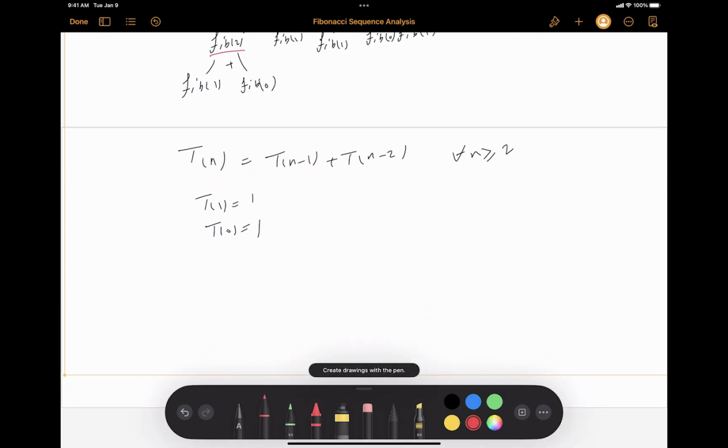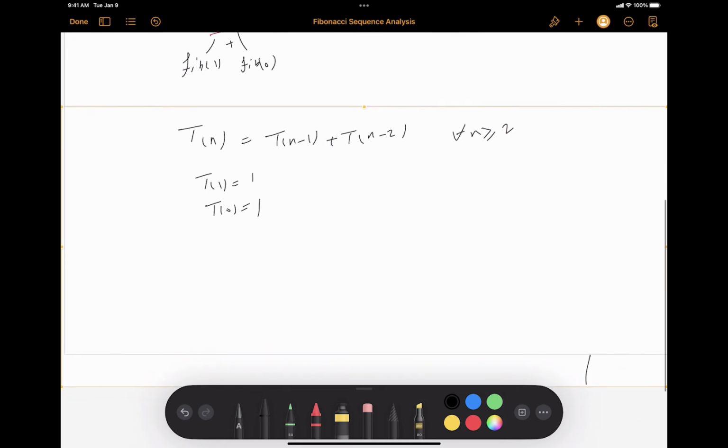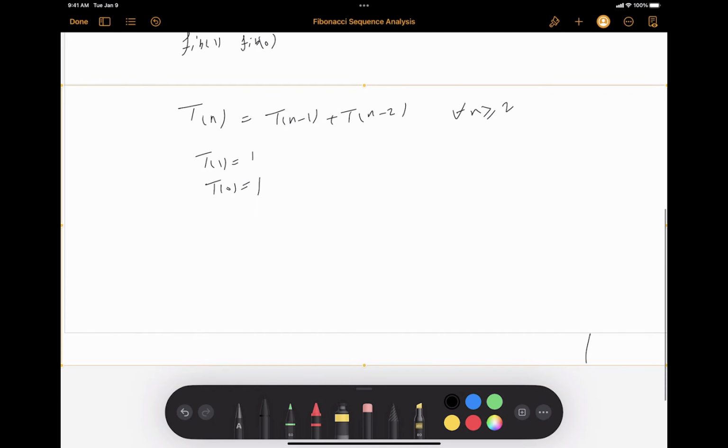So let's see how we can find out the time complexity required to calculate Fibonacci of n. T of n is equal to T of n minus 1 plus T of n minus 2. I'm going to put these two expressions on the left side. So T of n minus T of n minus 1 minus T of n minus 2 is equal to 0.